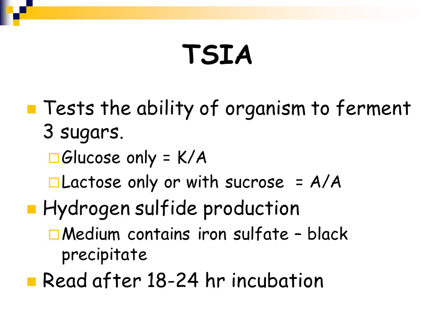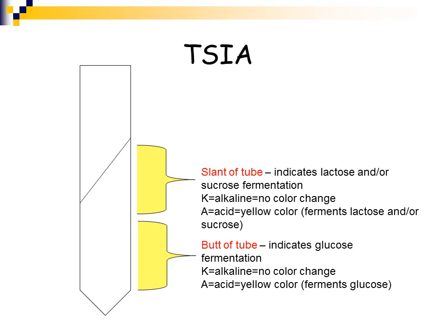For hydrogen sulfide production, the media in the triple sugar iron agar, in addition to having a pH indicator that turns yellow when the pH gets into the acid range, contains iron sulfate, which in an organism that produces hydrogen sulfide forms a black precipitate. You read this test after an overnight 18 to 24-hour incubation.